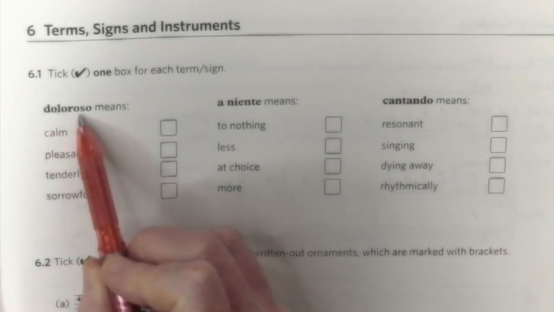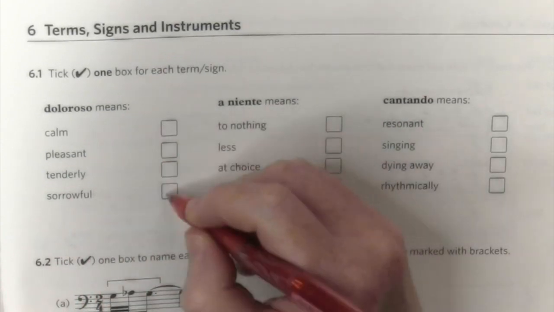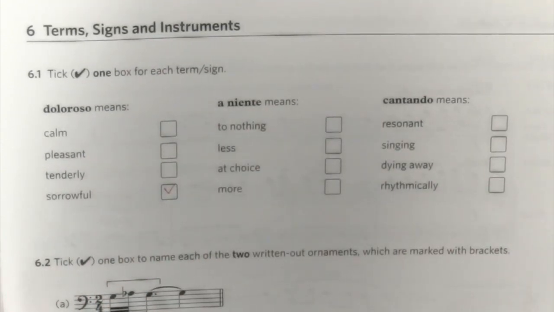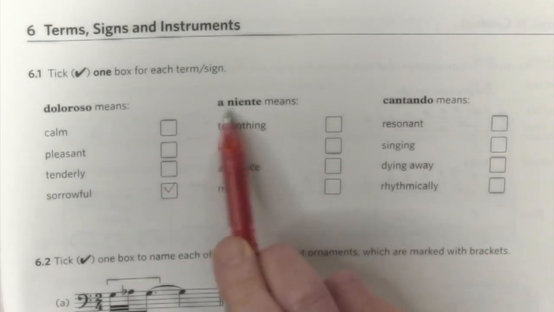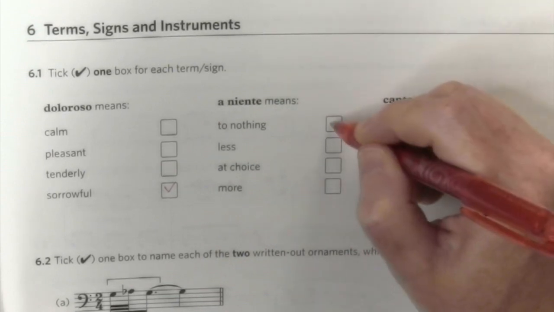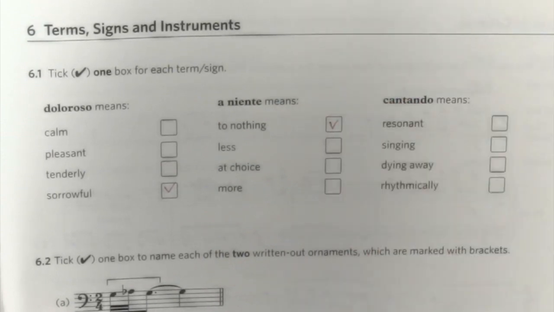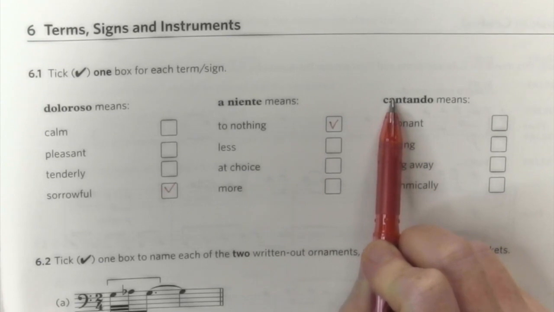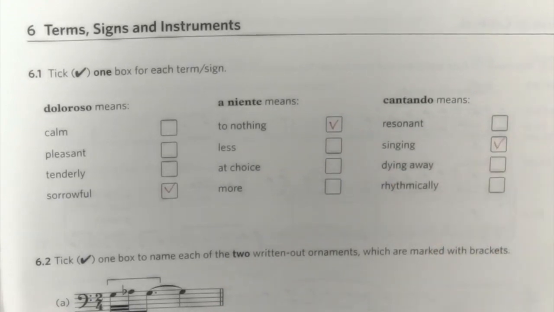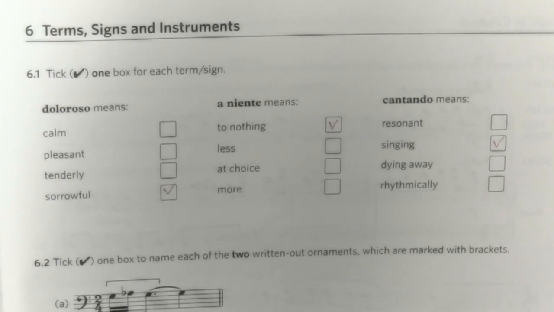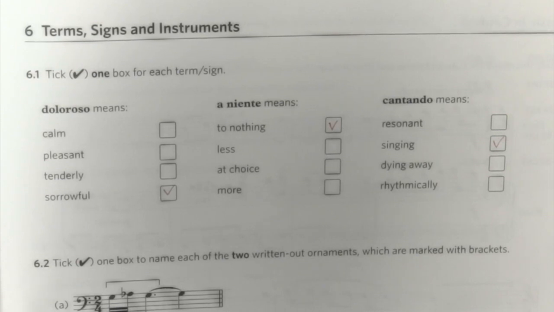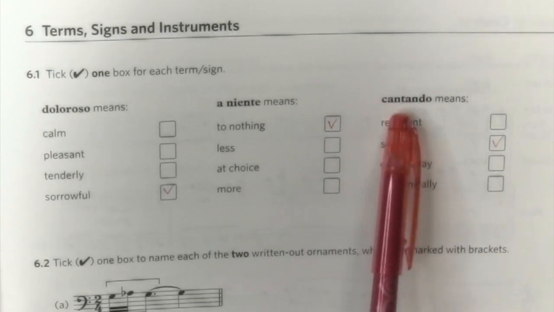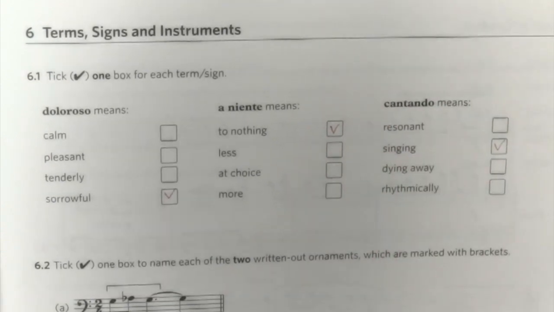Anyway, doloroso is an Italian word for sorrowful, sad, painful. Annientè means to nothing, niente, nil. Cantando is chant, so chanting, singing. That's all. I'm so sorry, I don't have any other ways of helping you here. You need to remember what you find in the pieces. Cantando, cantabile, singing.